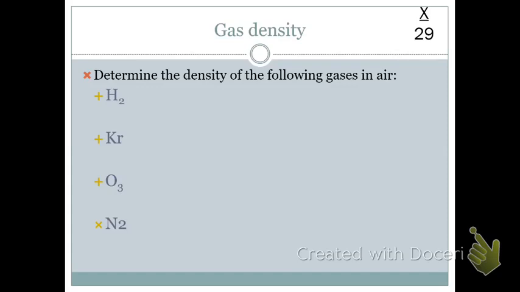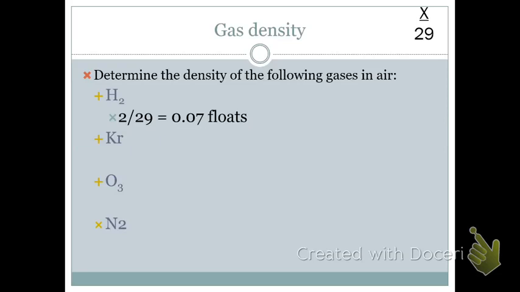So pause the video right now and do hydrogen and see if you can give me the density as well as whether it's going to sink, float, or hang suspended. Then press play when you're ready. For hydrogen, you should have gotten 2 over 29, which is 0.07. Therefore, since it's less than 1 in density, it's going to float.